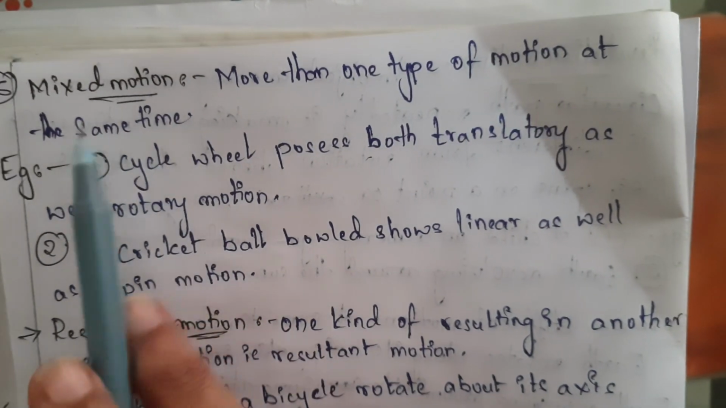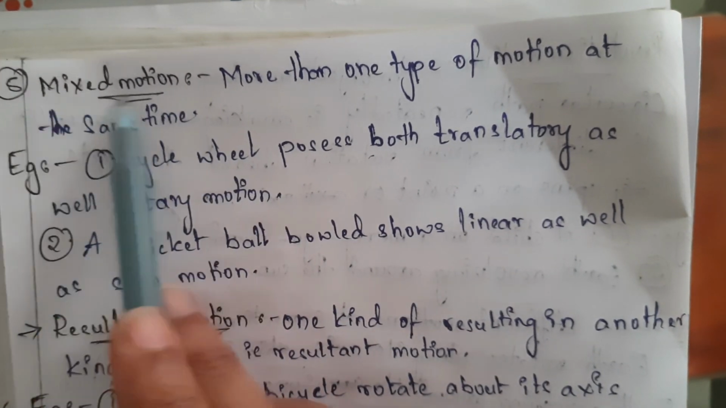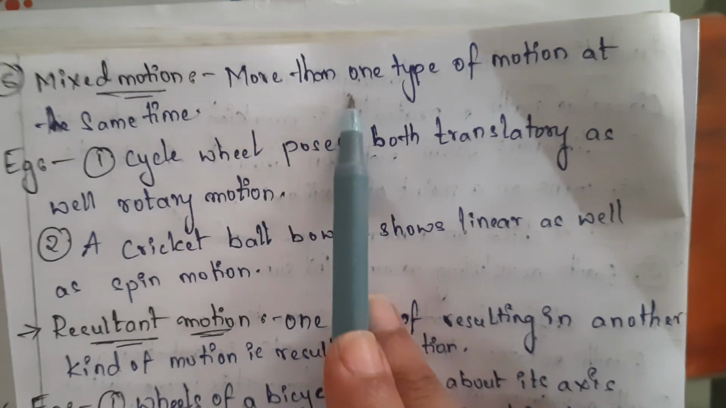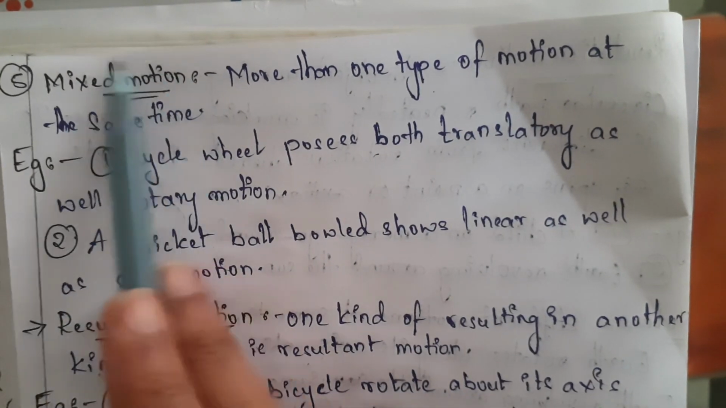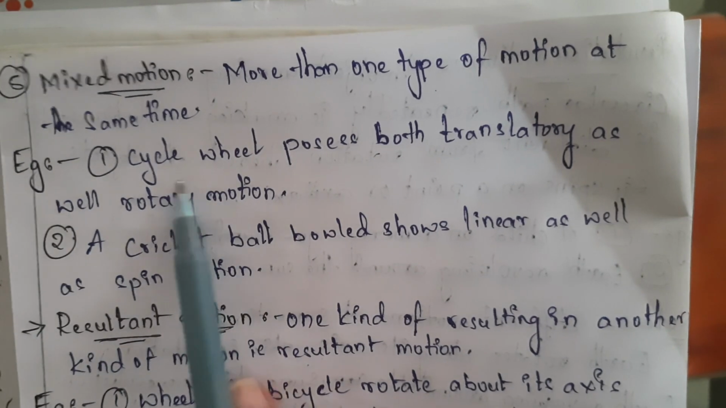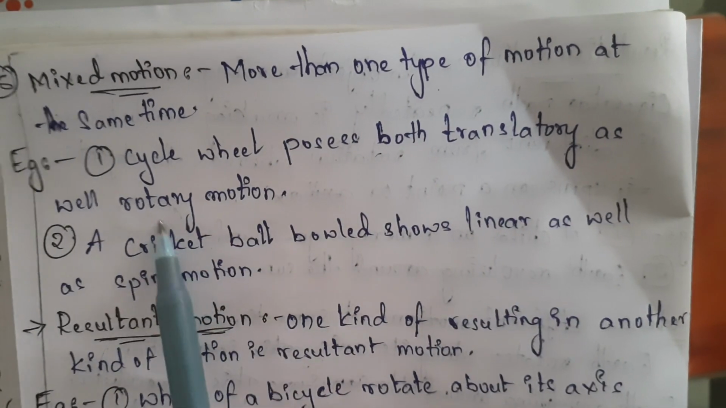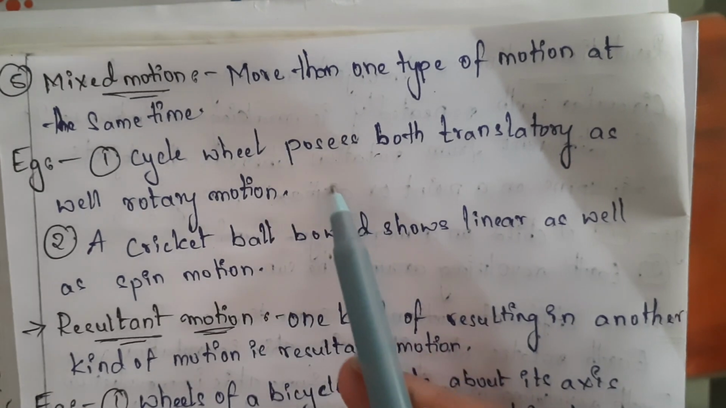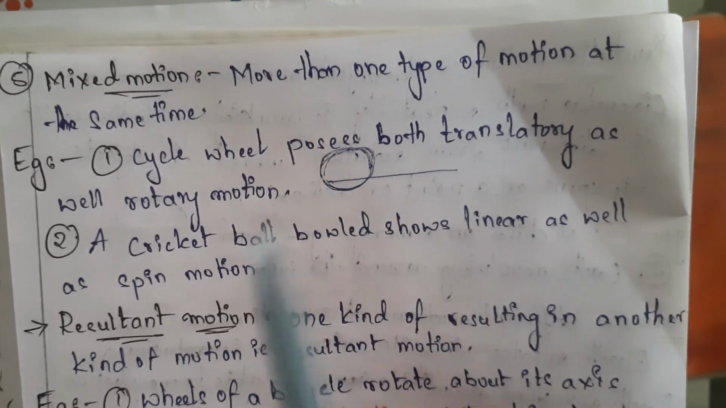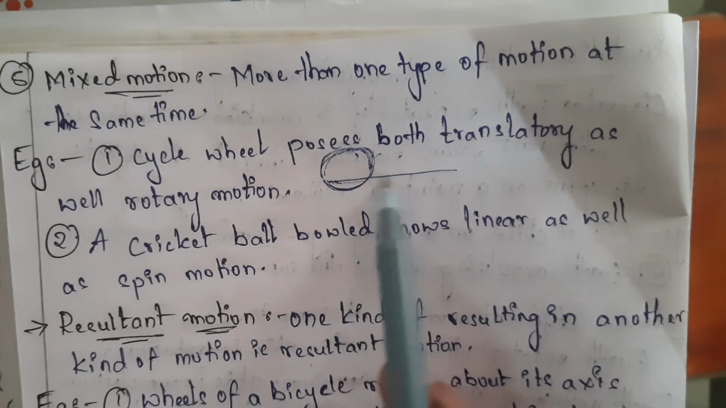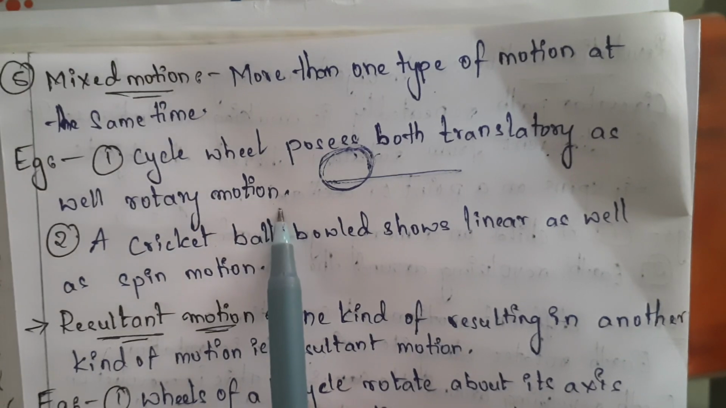Now the next type of motion is mixed motion. So what is called mixed motion? The name again suggesting mixed means many different types. When more than one type of motion at the same time, we call it as mixed motion. Example, cycle wheel possesses both transitory as well as rotatory motion. So how it is transitory? We are moving straight and then the wheel is rotating itself. So it is showing two different kind of motion. One is the straight one, other is rotatory. So it shows transitory as well as rotatory motion.